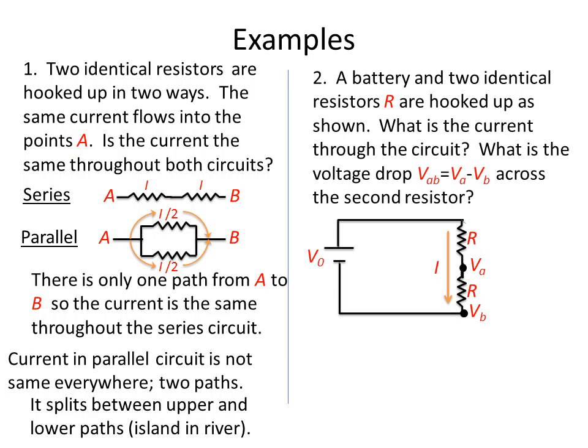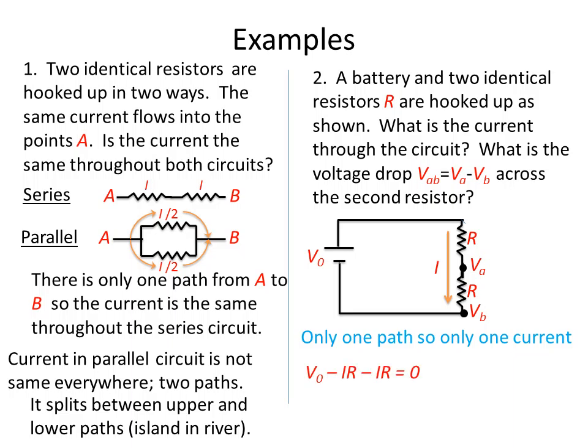In the second example, we have a battery and 2 identical resistors that are hooked up as shown. There are 2 questions we want to answer. What is the current through the circuit? And what is the voltage drop VAB, which is equal to VA minus VB, across the second resistor? There's only one path around this loop, so there's only one current. We'll call that I.